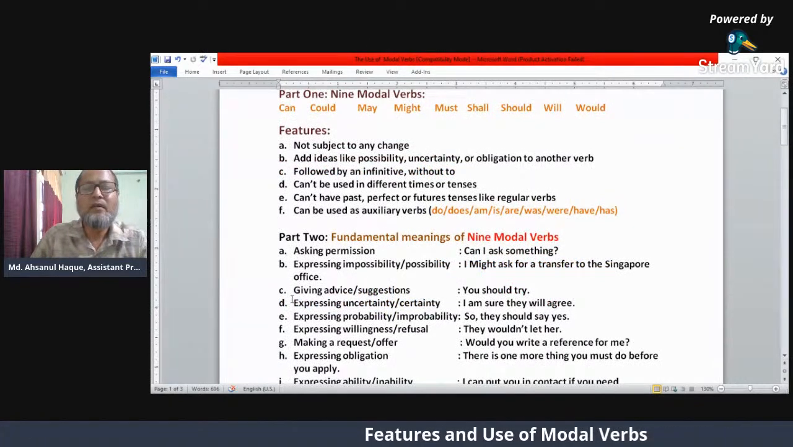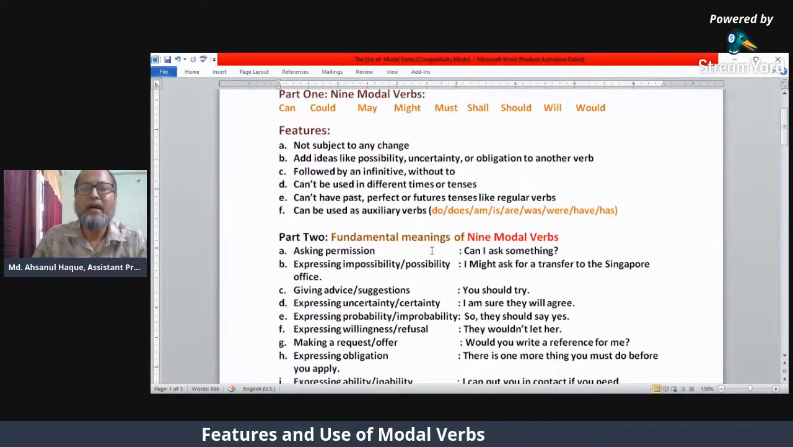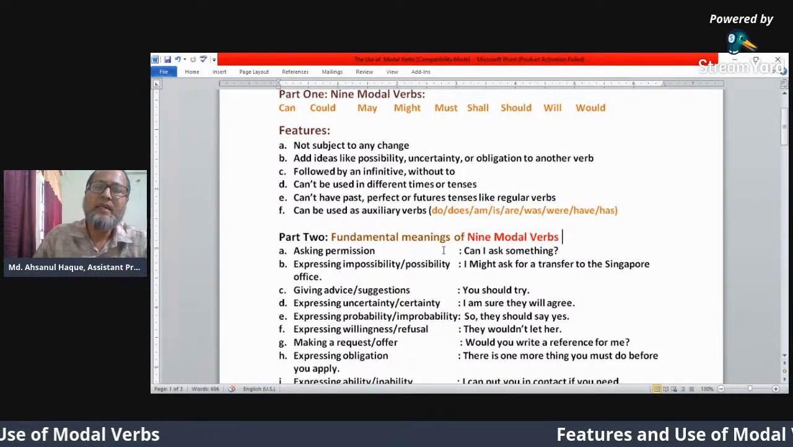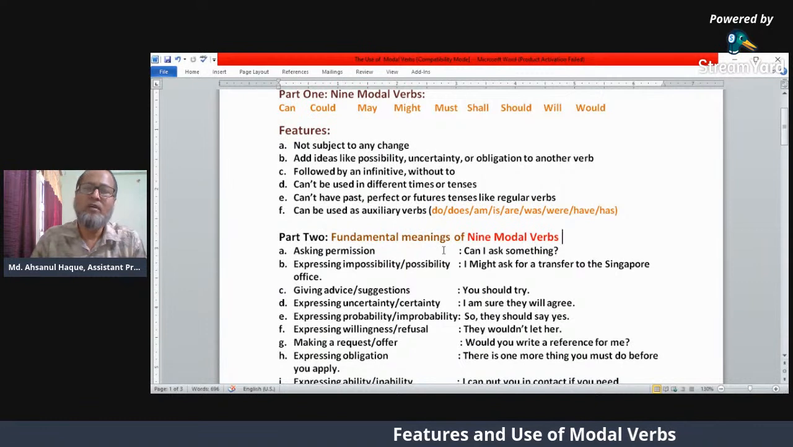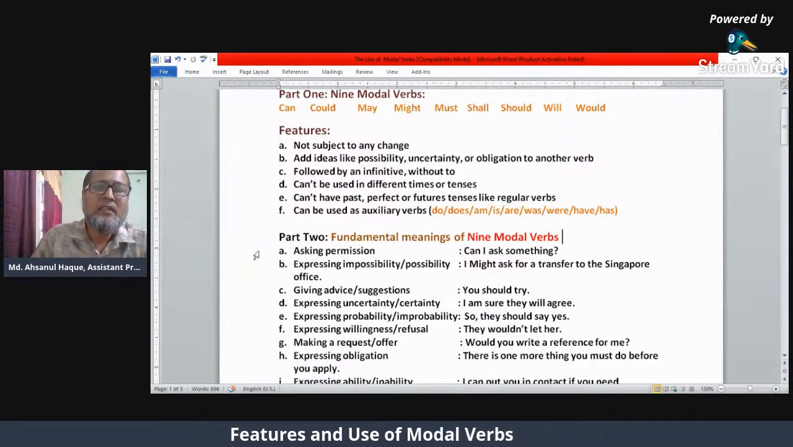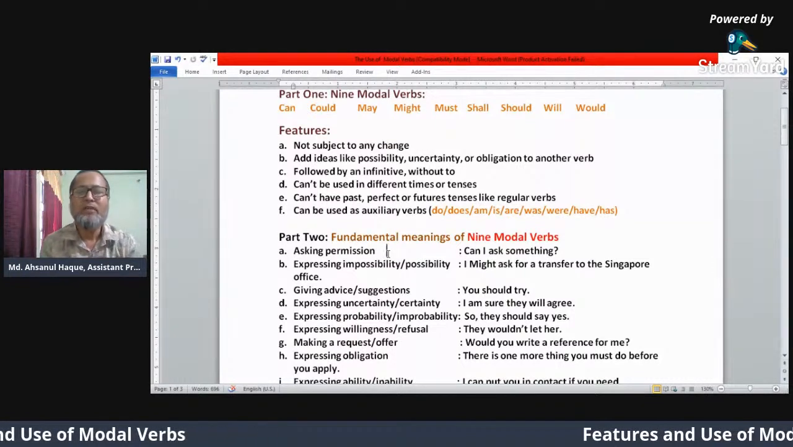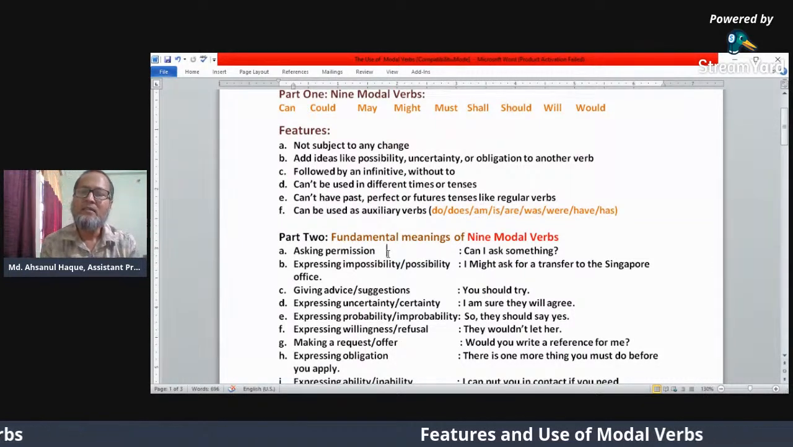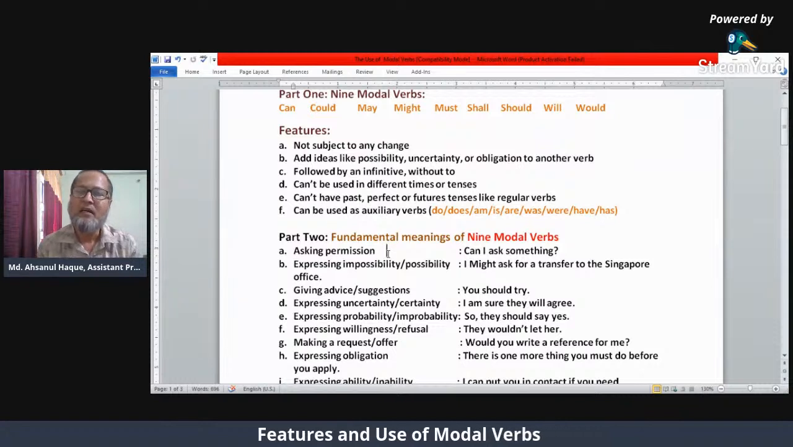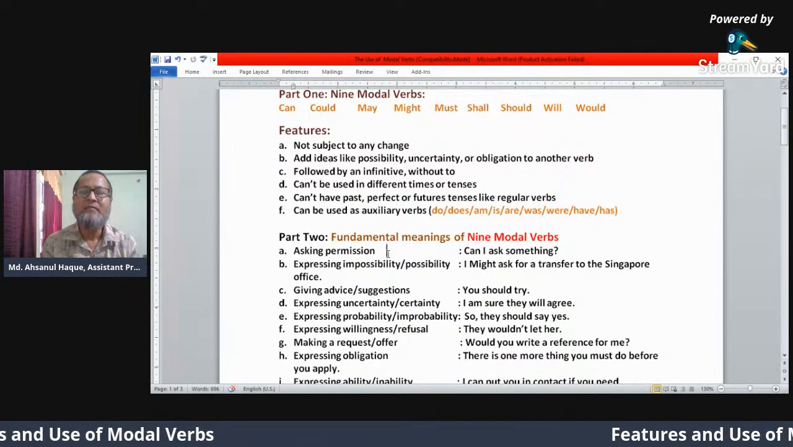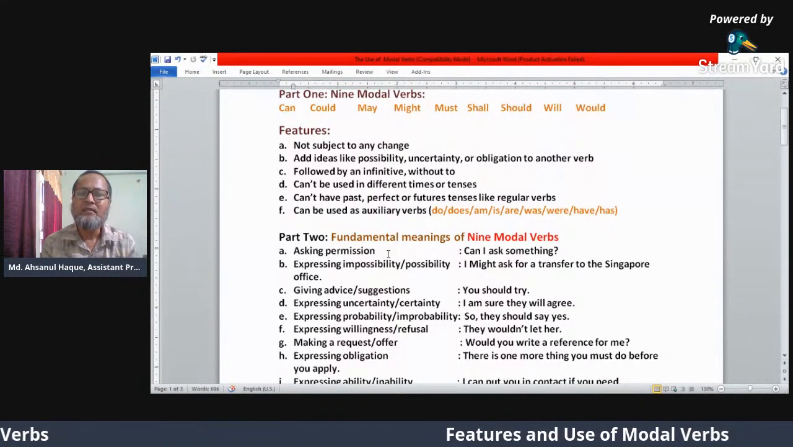Part 2. Fundamental meanings of 9 modal verbs. Actually, there are specific meanings of every modal verb. Asking permission. We use modal verbs to ask permission. Can I ask something? We have used in the sentence can to ask permission.